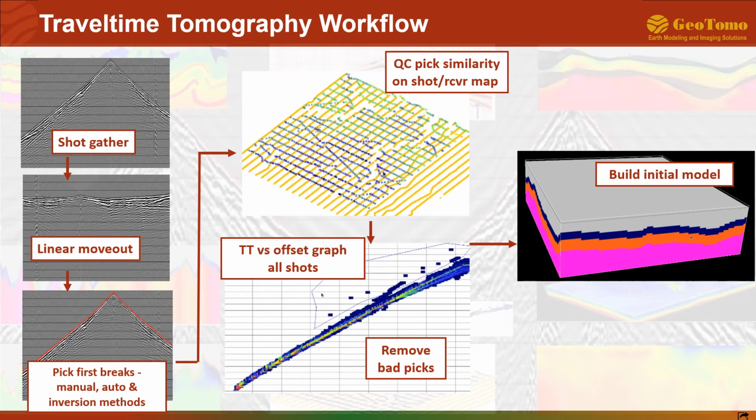Any remaining bad picks can be removed on the travel time offset graph. When we're satisfied with our pick times, we then pick our refraction turning points on the travel time offset graph to build our initial model.